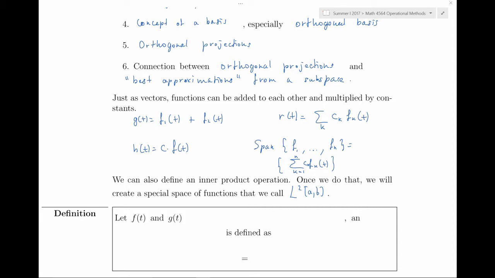So suppose I have two functions f of t and g of t that come from the space L2. And if you're wondering, a and b can actually be infinite. So we can have a space L2 defined on 0 to infinity, or L2 defined from minus infinity to infinity. And again, we're going to see both cases once we start talking about Fourier transforms.